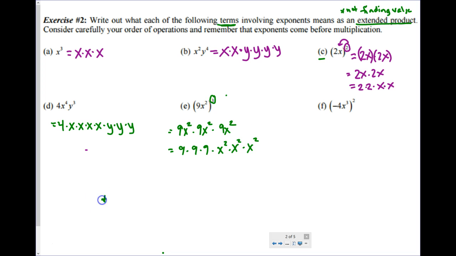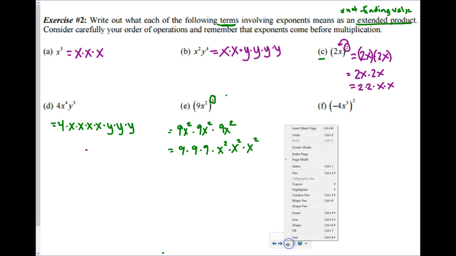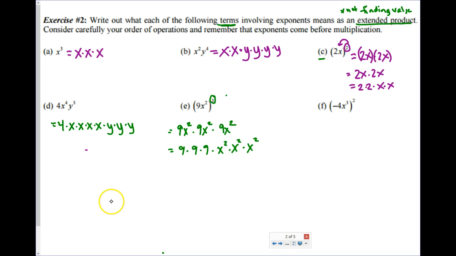Now extension, let me pick a different color. An extension means there are no exponents.